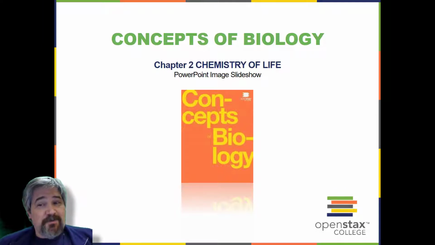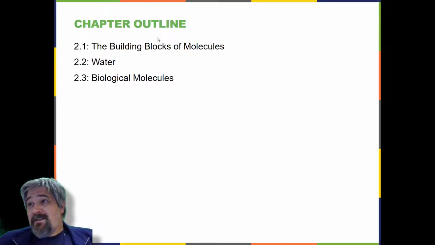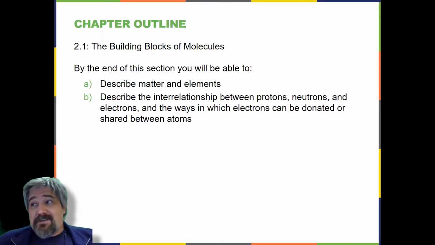In this chapter, we will discuss these important building blocks and learn how the unique properties of the atoms of different elements affect their interactions with other atoms to form the molecules of life. And we are starting with the building blocks of molecules. By the end of this section, you will be able to describe matter and elements in a very basic way, describe the interrelationship between protons, neutrons, and electrons, and the ways in which electrons can be donated or shared between atoms.